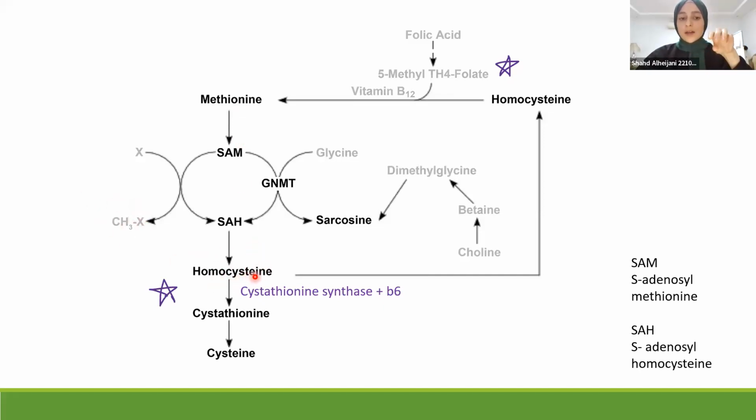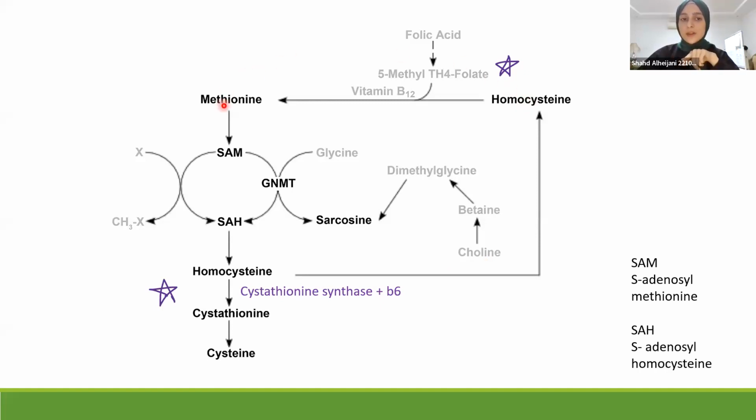Now, homocysteine has two paths it can go through. It can either take the first route, which is to get converted into cystathionine, then cysteine. And for this reaction, we need cystathionine synthase, and for that, we need vitamin B6.